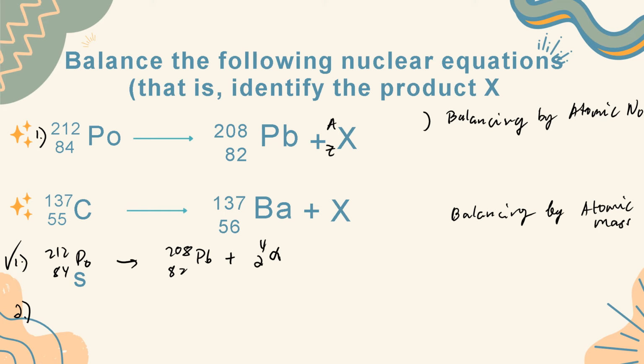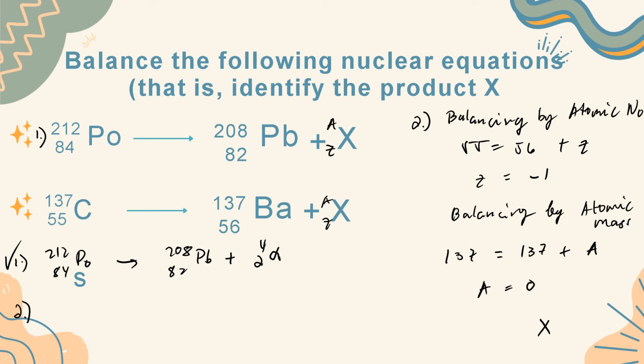Okay. So, sa number 2 natin, balance by atomic number. So, 55 is equal to 56 plus Z. So, ang Z natin is equal to negative 1. Diba? Negative 1 siya. And balancing by atomic mass, we have 137 is equal to 137 plus A. So, A natin, that is equivalent to 0. So, ang X natin, it has an atomic number of negative 1 and atomic mass of 0.